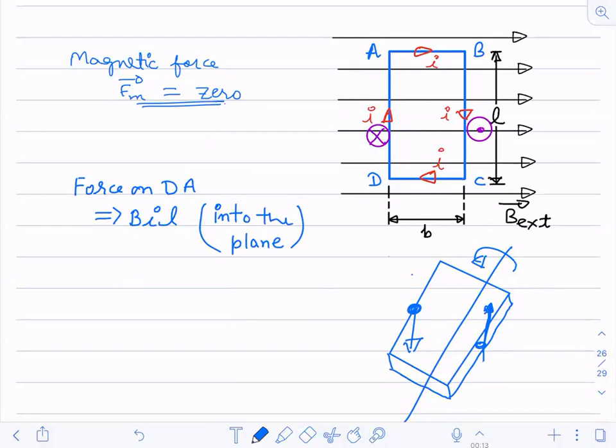Similarly, force on BC wire. What is the force now? It is BIL. Where is it going? Outward to the plane. So out of the plane. Understood?